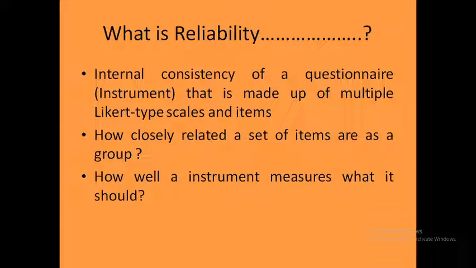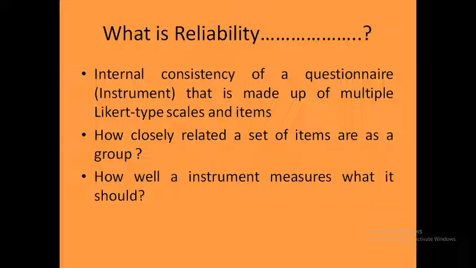So when you have a new scale to be developed for measuring a qualitative variable like satisfaction or motivation or maybe a perception, you are developing a scale, and most of the time you use a Likert scale for those kinds of measurement. In a Likert scale you have a statement and you ask the respondent to give their perception on a 5-point or 7-point scale. So reliability is nothing but internal consistency in the questionnaire, which is made up of multiple Likert scale items. So a reliability test basically measures internal consistency of your instrument, how closely the set of items are related in a group, and how well the instrument is actually measuring what it's supposed to.